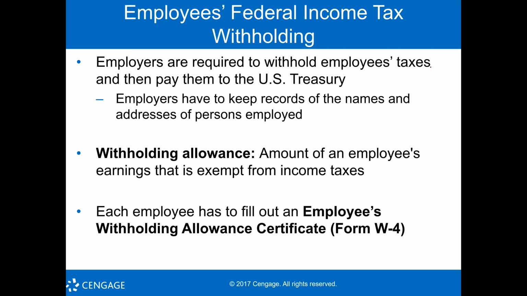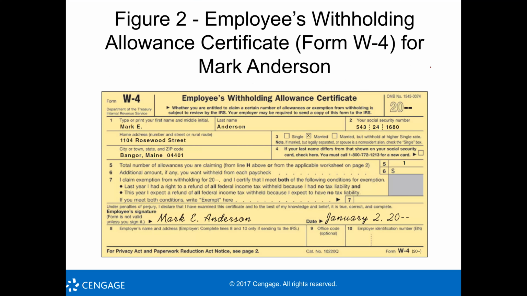Usually you have an allowance for yourself, an allowance if you're married, and an allowance for each dependent. So if you have a family of 4, then you might claim 4 allowances, right? And the more allowances you have, the less taxes they take out. As I mentioned, everybody fills out this form when they start as a new employee at a company. So each employee has to fill out the W-4 form. Here's an example of what that looks like.